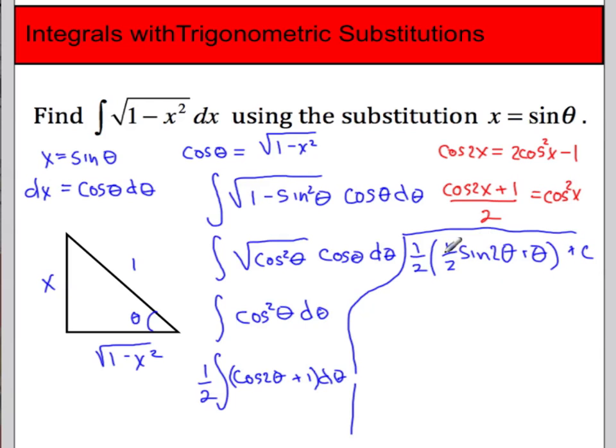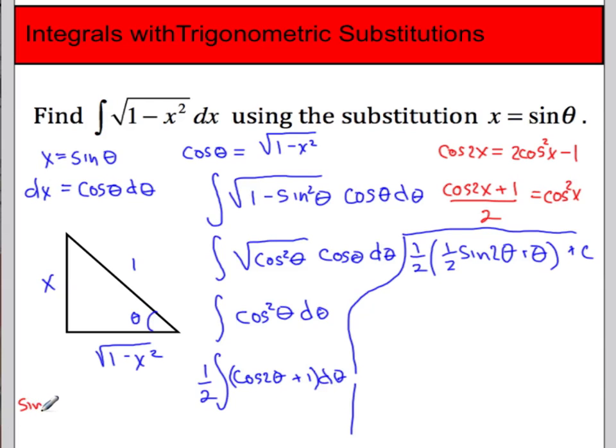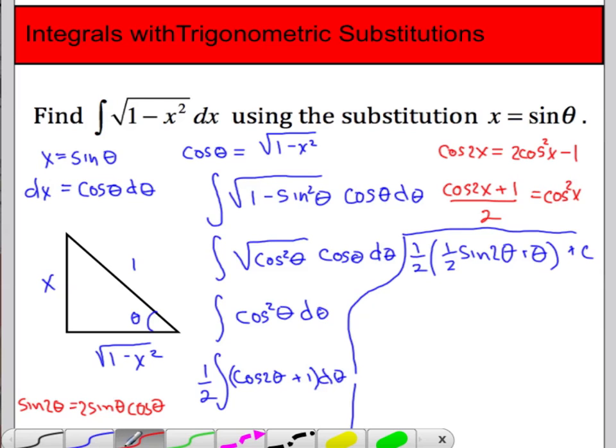All right, so there's our answer in terms of theta. Well, the original was in terms of x, so I need to go and plug some stuff back in. Sine 2 theta, I'll make a little side note here, I'm running out of space. Sine 2 theta is another double angle, and that's 2 sine theta cosine theta, taken right from your formula booklet. There's only one double angle for sine. Okay, so now I think we can finish this up.